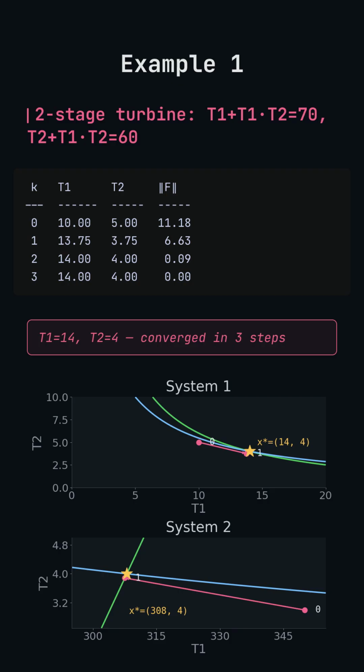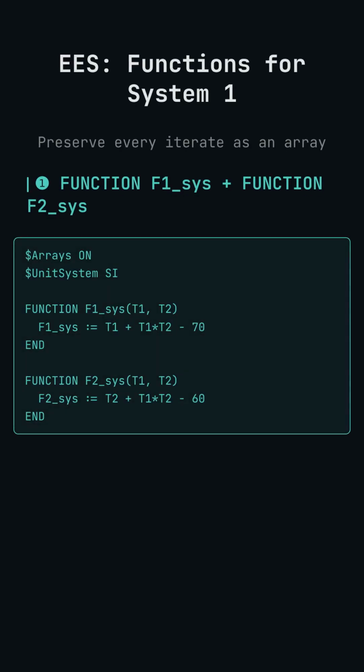Quadratic convergence is visible in the residual sequence 11, 6.6, 0.090. The plot below traces this path in the T1, T2 plane, converging onto the intersection of the two curves. Instead of letting EES solve the two equations directly, code the Newton-Raphson algorithm explicitly so every iterate stays visible.